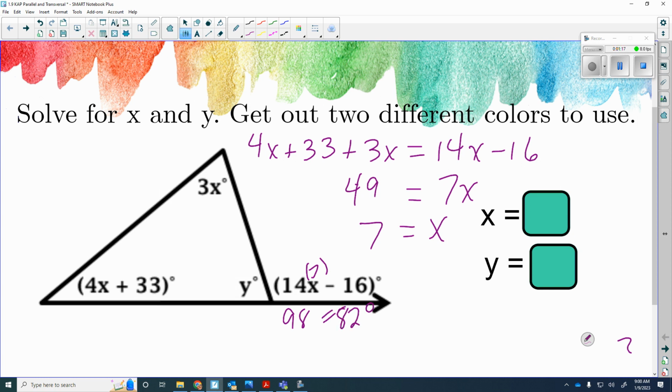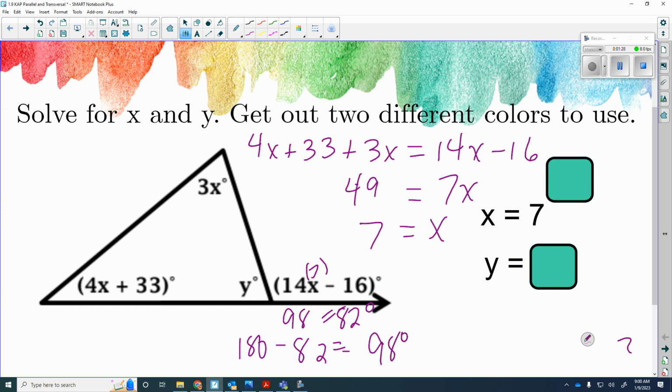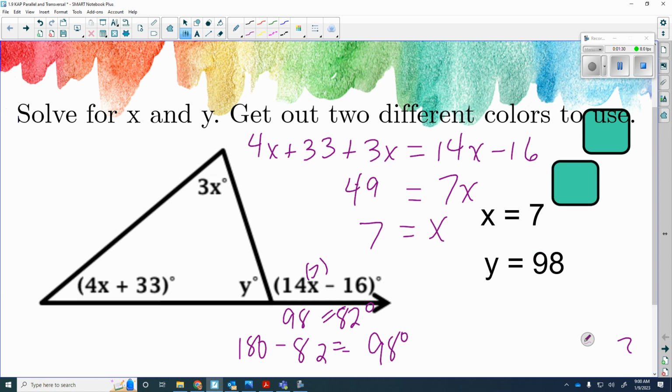Now how do I get y? 180 minus 82. 180 minus 82 is 98 degrees. So the answer for x should be just 7, and the answer for y should be 98. Oh, that's a mistake. That should be a degree mark.